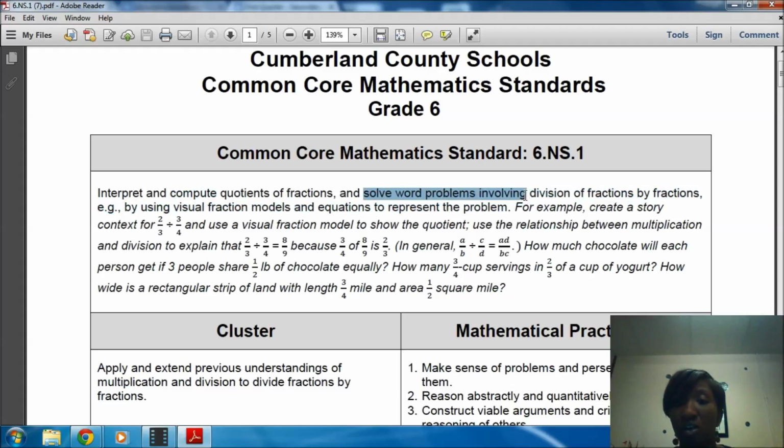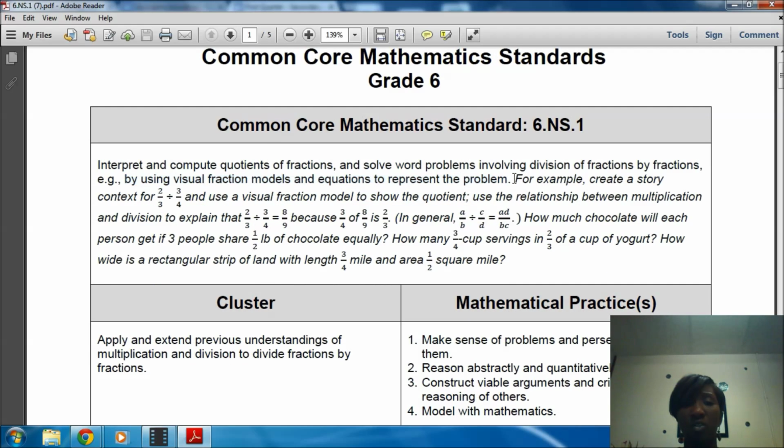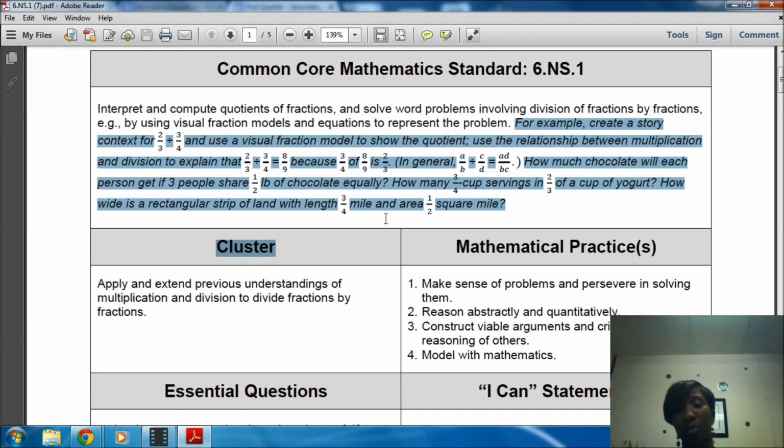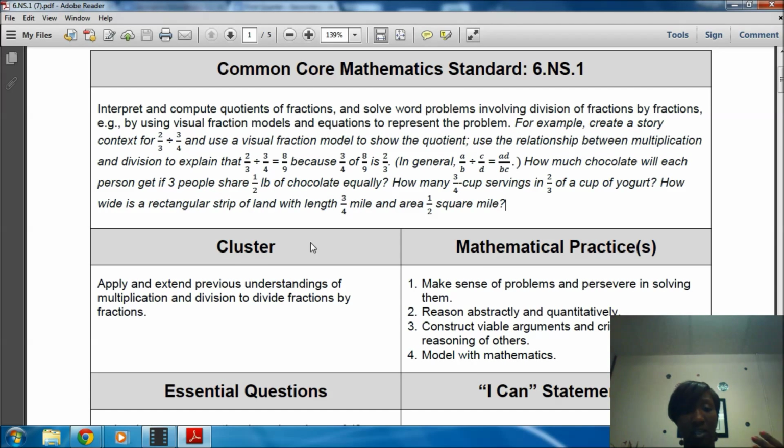Okay, so here is my real world application here. They're going to have to solve word problems involving division of fractions by fractions. And then, for example, by using visual fraction models and equations to represent the problem. So not only will they divide fractions, but they will have to model these visually with fraction models. And then there are some other examples here that are written. There's another part in this document too that deals with examples, and I'll talk about that in a second.